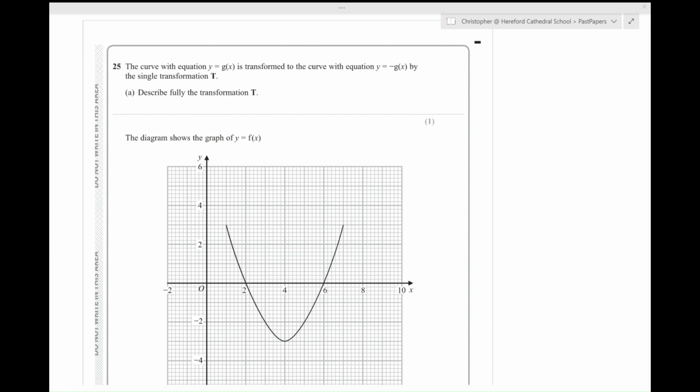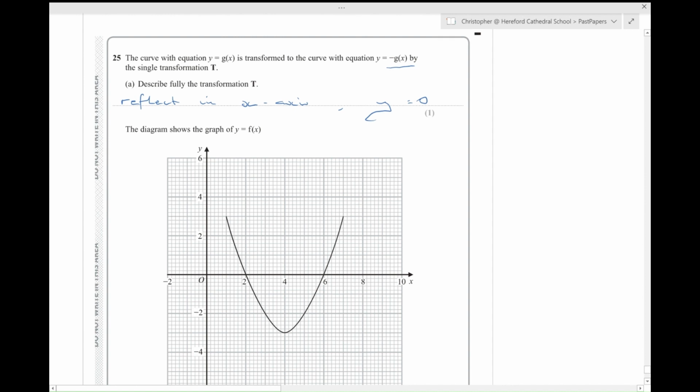Question 25. We're at the end of the paper. The curve with equation y equals g of x is transformed to give you y equals minus g of x. Oh, well, it's been reflected, hasn't it, in the x-axis. So it's a reflection in the x-axis, or you could say in the line y equals 0.